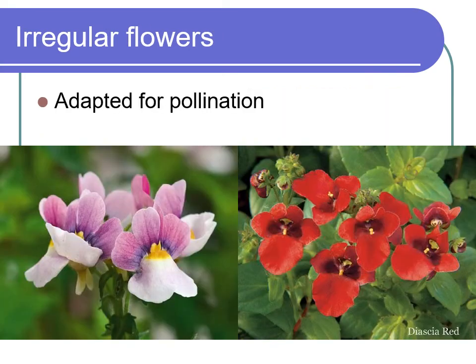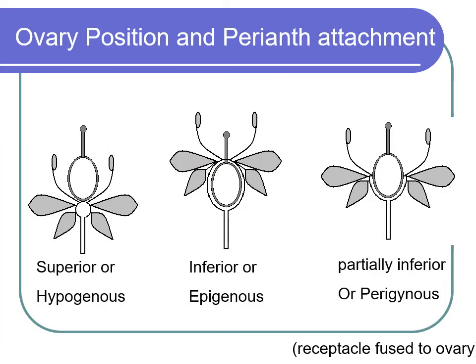Lots of other irregular flowers out there. Terenia, snapdragon, you name it. Typically adapted to pollinators. And then looking at flowers, there are terms that we use to describe the position of the ovary. This is primarily relevant to when we discuss fruits later in the course, but superior ovaries are above the receptacle and inferior are below the receptacle, basically fused into it completely.